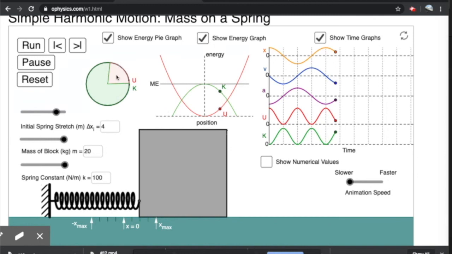We have about 3/4 kinetic energy, shown by the green, and 1/4 elastic potential energy, shown by the orange. Now, these pie charts, as you can tell, are not perfect. I guess that's probably the best spot. So notice we're at the halfway point. We have a 3/4, 1/4 split.